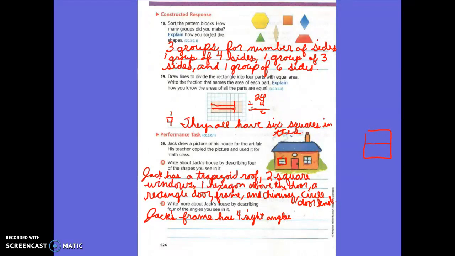And what we mean by the frame, boys and girls, is the bottom part of the house, okay? Yes. What else? Yep. Has 4 right angles in the door. In the rectangle door. Okay. The door has 4 right angles.